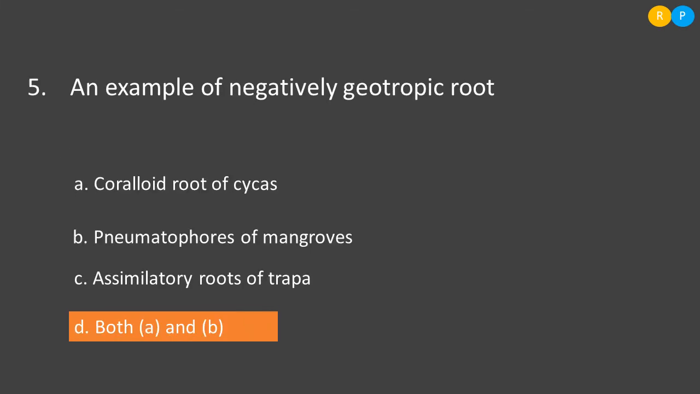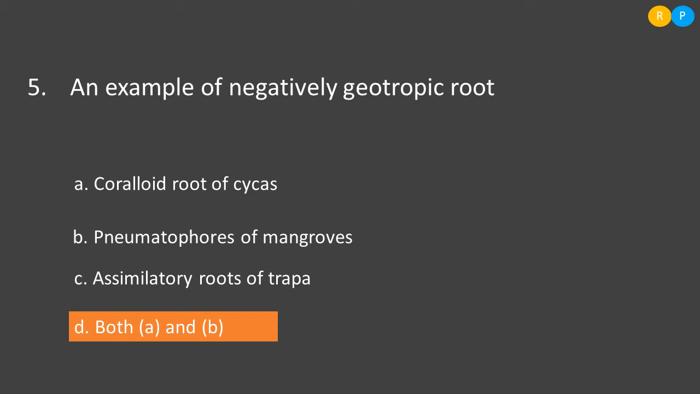Then the fifth question is: as an example of negatively geotropic roots. So what is meant by negatively geotropic roots? Negatively geotropic is nothing but growing of root towards the upward region of soil. If you see most of the plants, their roots grow towards the soil region, because roots need to absorb water and minerals from the soil. So such roots are called positively geotropic.